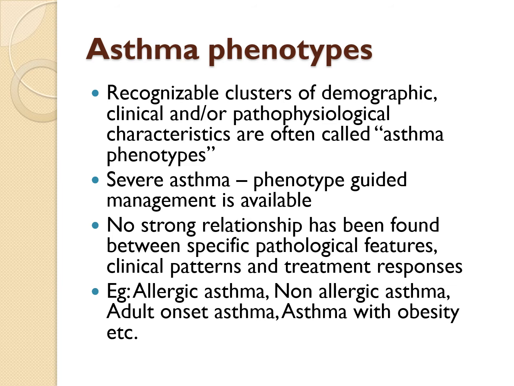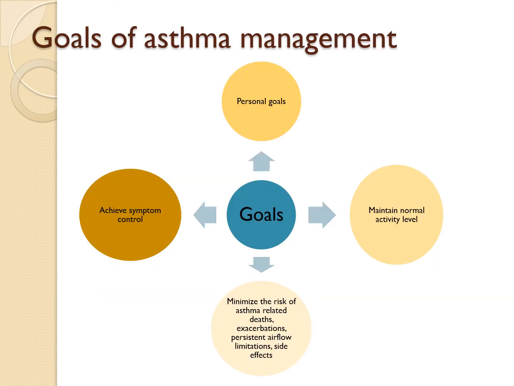Asthma phenotypes have been recently described because this is important when you are managing patients who are poorly responding to the treatment. Now, this is a recognizable cluster of demographic, clinical, or pathological characteristics, which is called asthma phenotypes. And this is clinically used because when the patient has severe asthma, phenotype guided management is available, which we'll be discussing in a while. However, no strong relationship has been found between specific pathological features, clinical patterns, and treatment response. A few examples of asthma phenotypes are allergic asthma, non-allergic asthma, and adult onset asthma. Earlier it was mentioned as eosinophilic and neutrophilic asthma. So these are the examples.